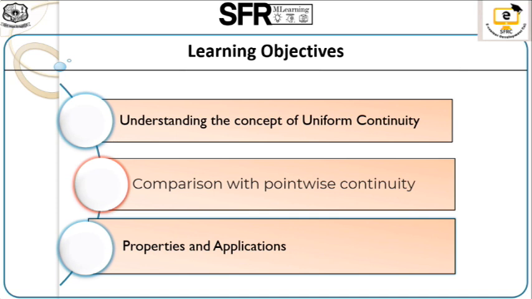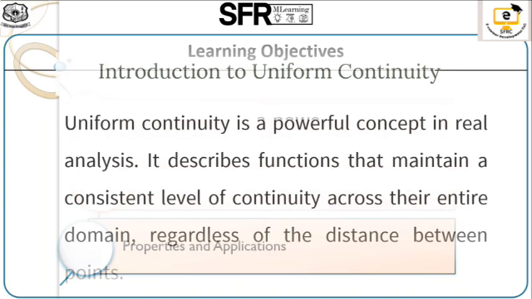So, the difference between continuity and uniform continuity is that in continuity the value delta depends on the point x naught and epsilon, but in uniform continuity delta depends only on the value epsilon. In this lecture we are going to see the concept of uniform continuity, the comparison between point-wise continuity and uniform continuity, and finally we are going to discuss its properties and applications.